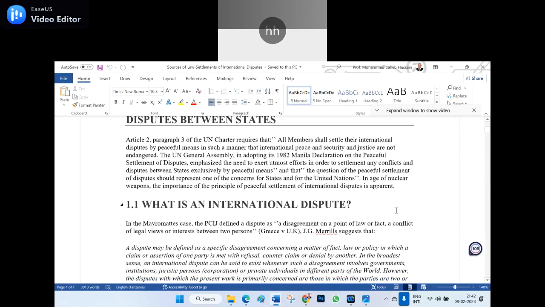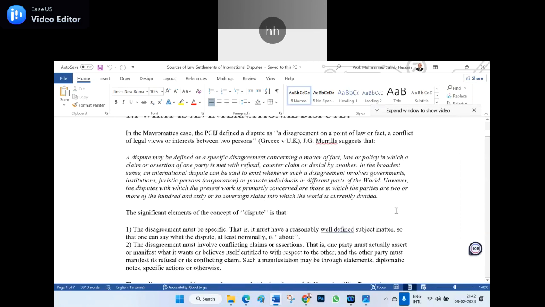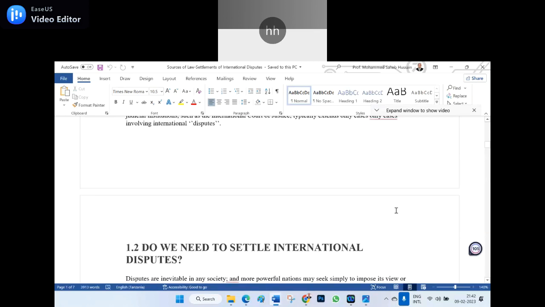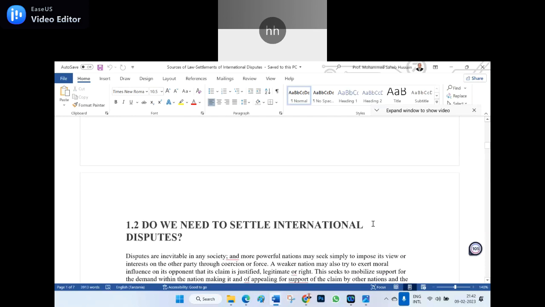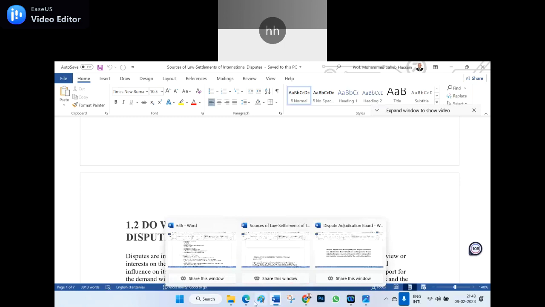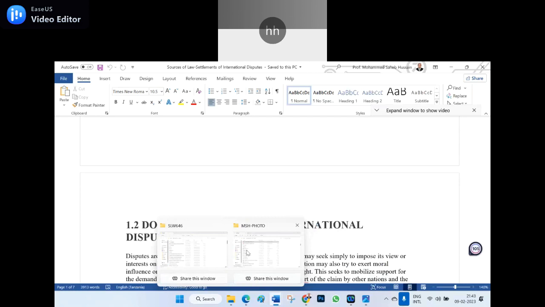So we are not going to discuss what the international dispute is, everybody knows, and hence I am skipping this one. We need not bother about how to settle the international dispute, because we have to study the other things which are very much useful to us, like I have given here.